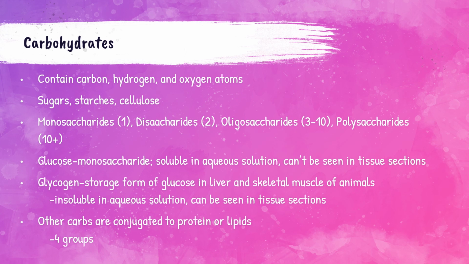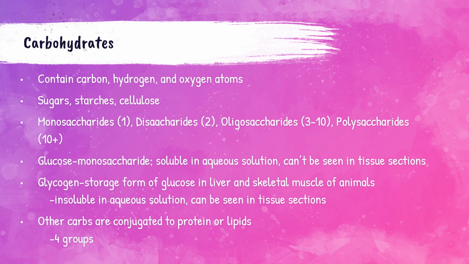Glycogen is the storage form of glucose in the body, most specifically in the liver and also in the skeletal muscle. What this means is if somebody consumes too much glucose for what the body needs, it gets converted into glycogen for storage. And if the body does not consume enough glucose to sustain itself, this glycogen that is stored in the liver and the skeletal muscle gets broken down into usable glucose for the body to use as an energy source.